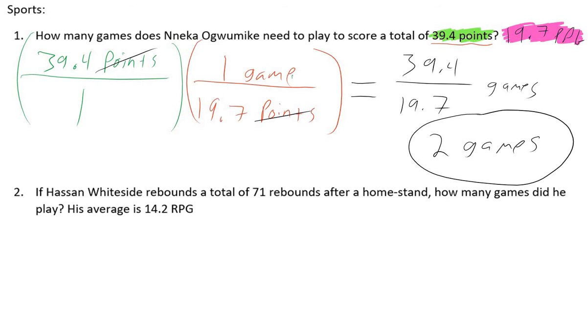Now let's take a look at another example and see how these units can also be predicted. Hassan Whiteside, Miami Heat, rebounds a total of 71 rebounds after a homestand. How many games did he play? Well, his average is 14.2 rebounds per game. Our given in this case, if you want to pause to give yourself time to figure it out, is 71 rebounds. And once again, we see that per here, rebounds per game, telling us that this is our red or rate value.